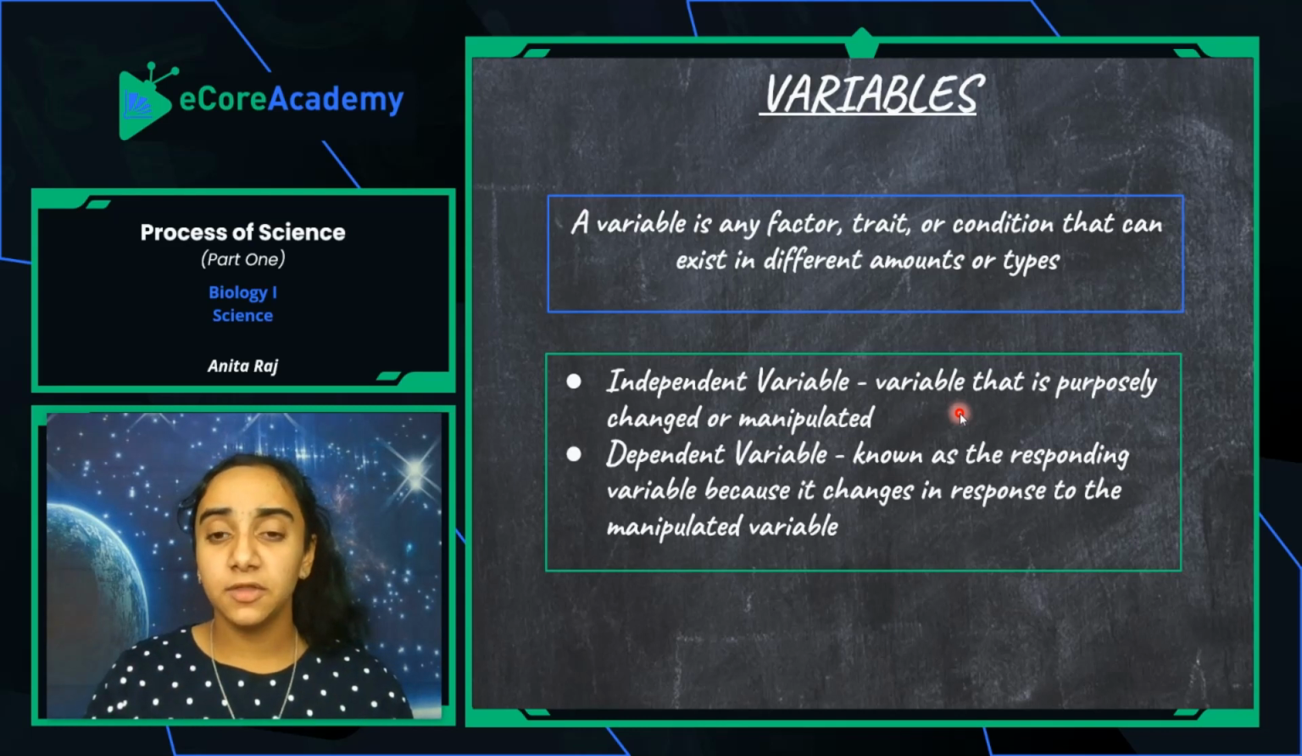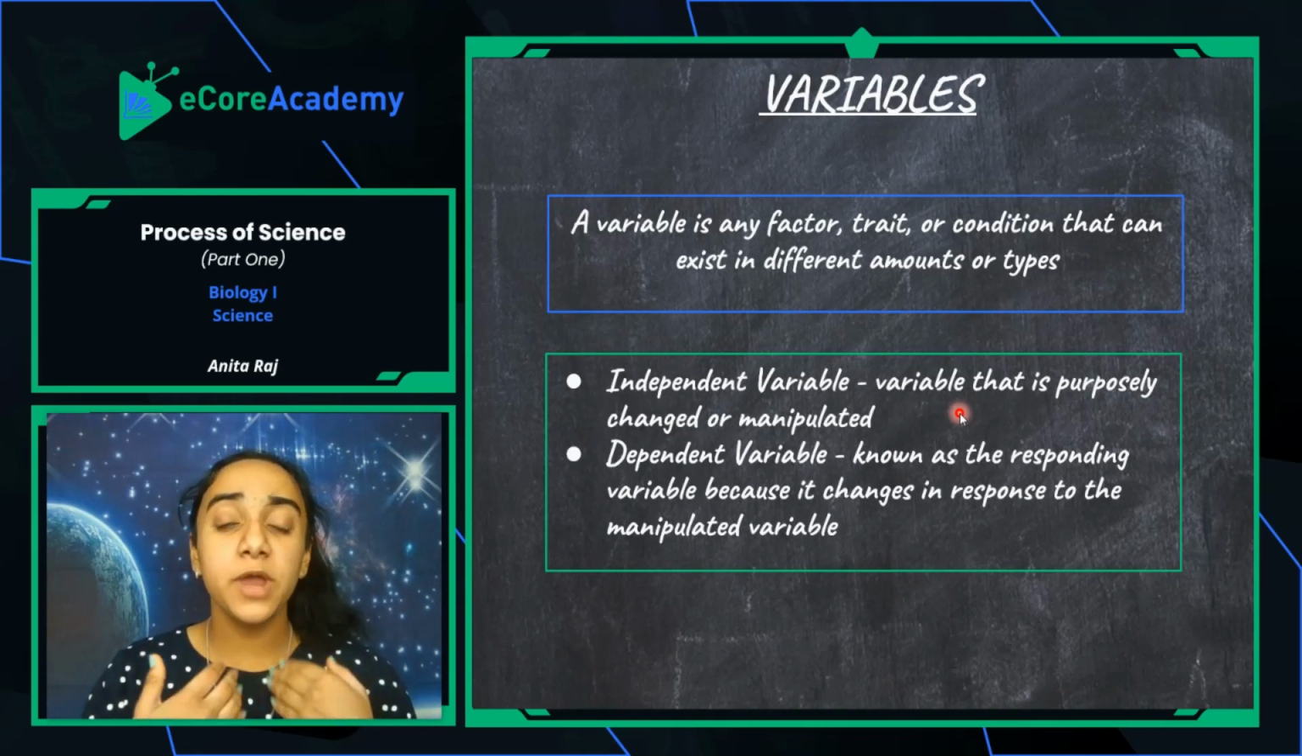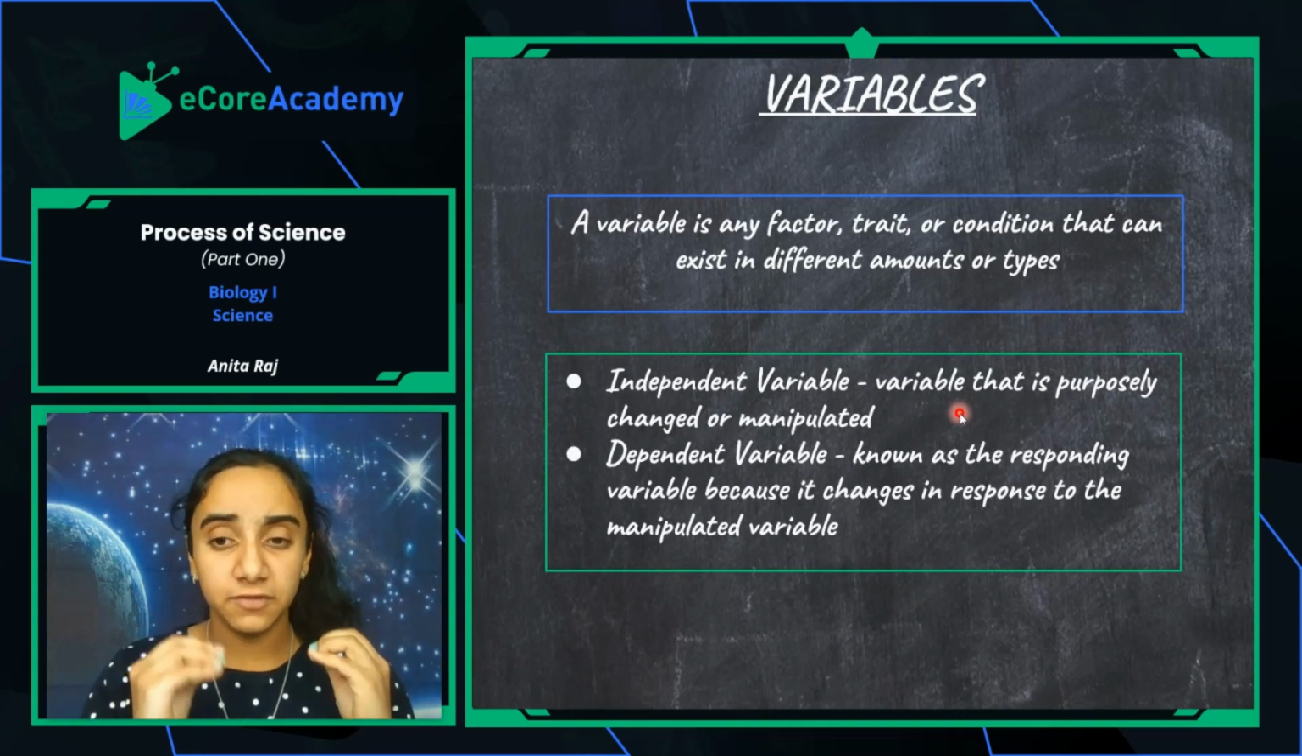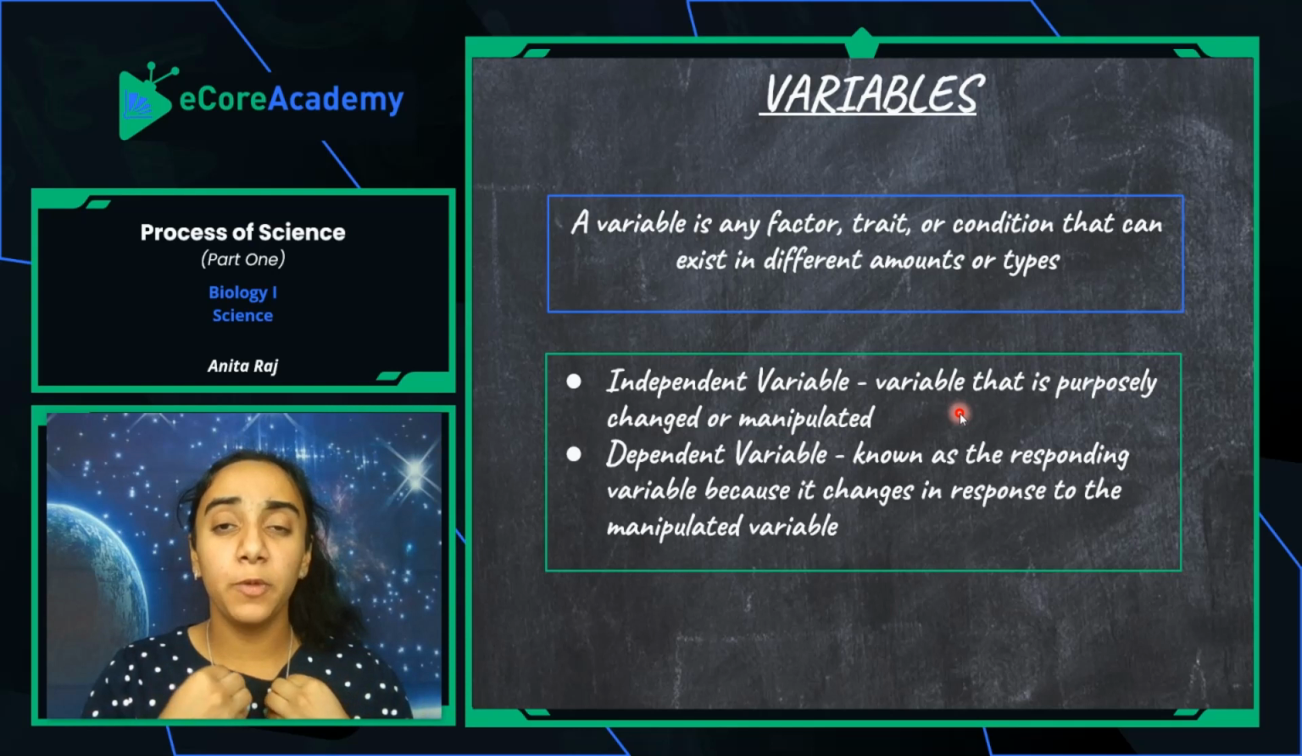In this experiment, the independent variable would be the thing that we as the experimenter are changing. Again, I want to say that the independent variable is what we are changing. It is what we are in control of.